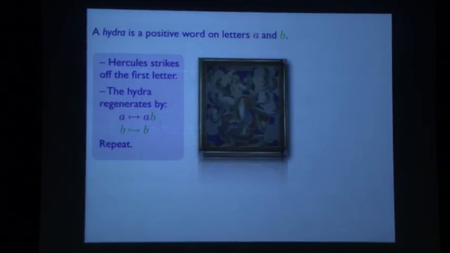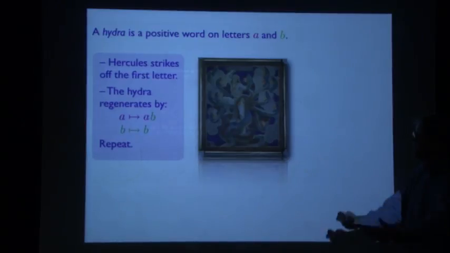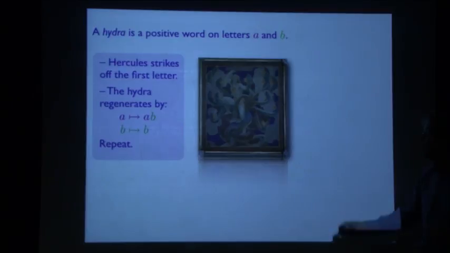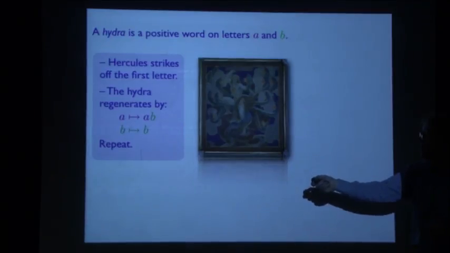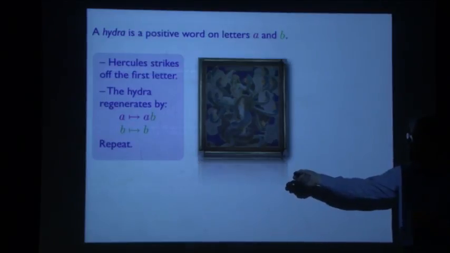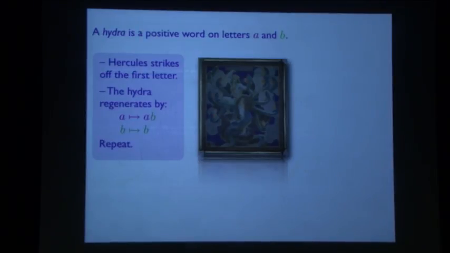So I'm going to look at this from another perspective. For us, a hydra is just going to be a word on 2 letters, A and B. A positive word. I'm not going to have any inverse letters. Hercules is going to fight this by first knocking off the first letter. And then the hydra regenerates according to these rules: every remaining A becomes an AB, and every remaining B stays as it is. And this repeats.